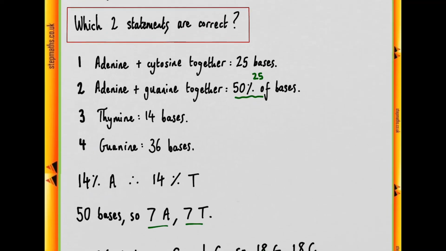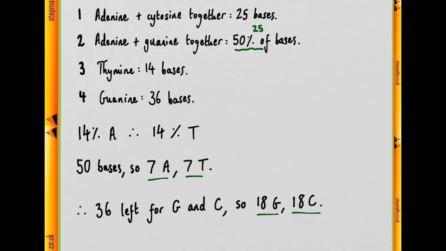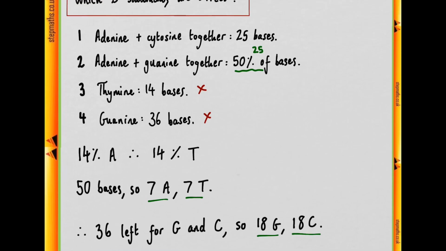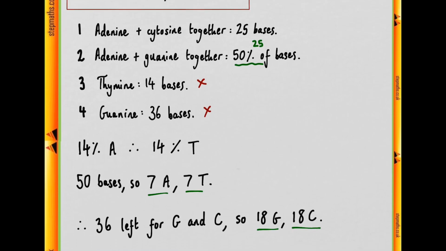Now that we know that, we can approach our questions. We know that these two statements, which are just raw statements of the number of bases, are both wrong, because we have 7 for thymine and 18 for guanine. Now that means the other two statements must be true, but let's just double check.